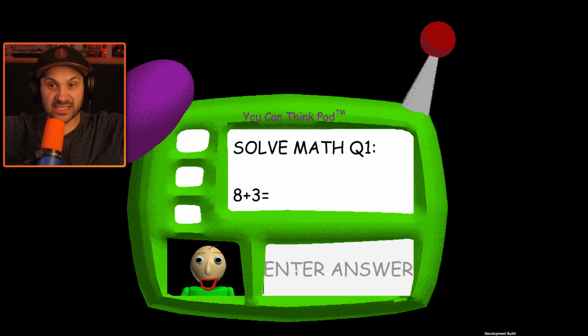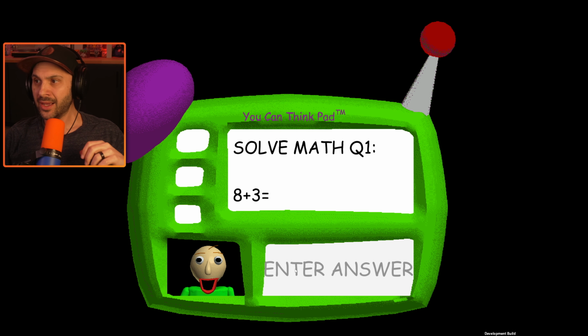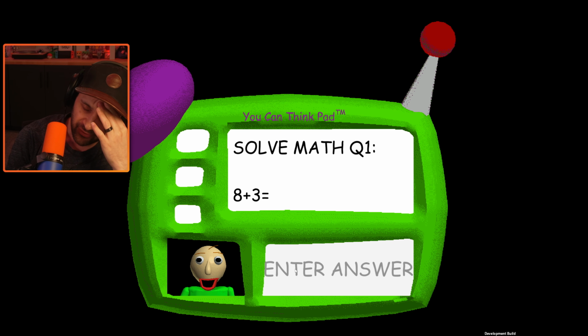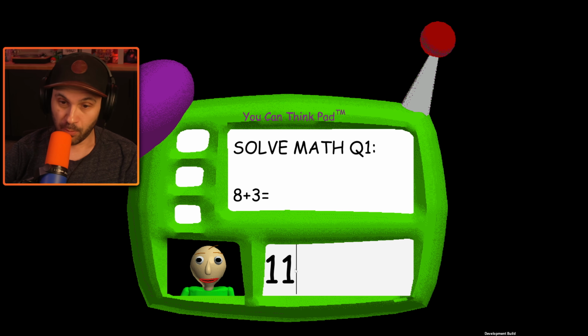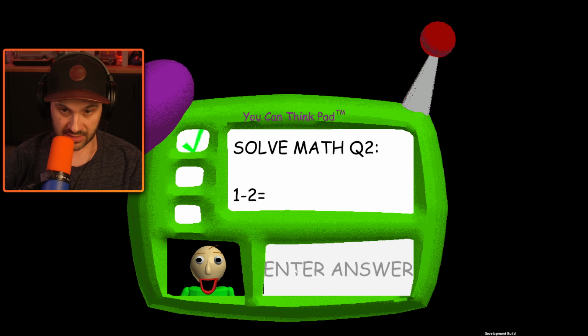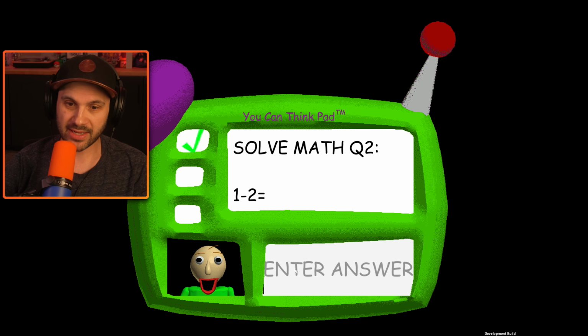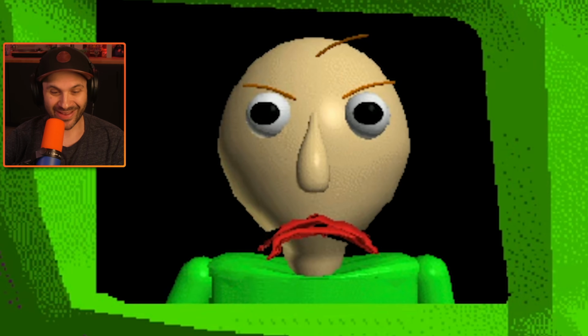Answer the math correctly, and you might get something special. Just type the correct answer into the empty box. Press the enter key on your keyboard when you think you have the right answer. Great job. Okay. What if I answer it wrong? He does the frowny face, man.